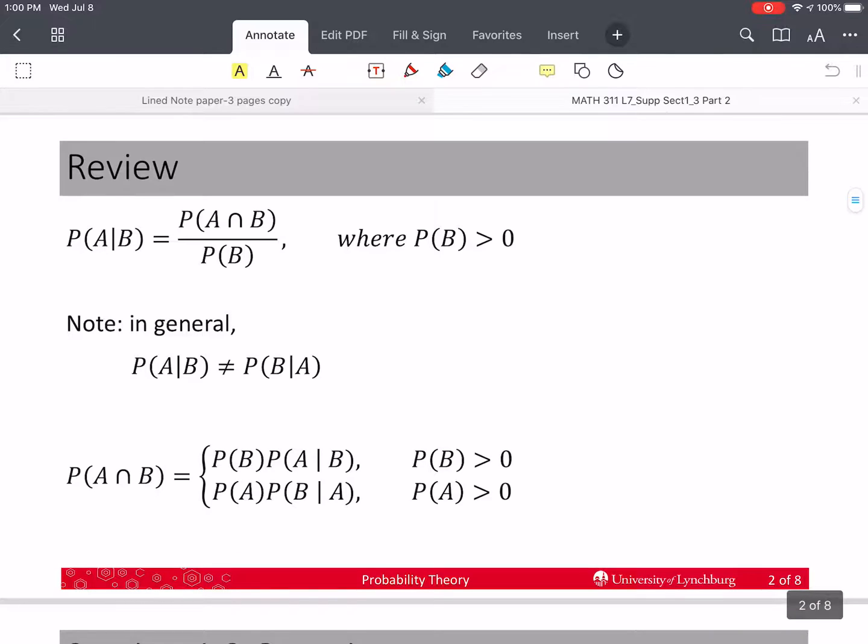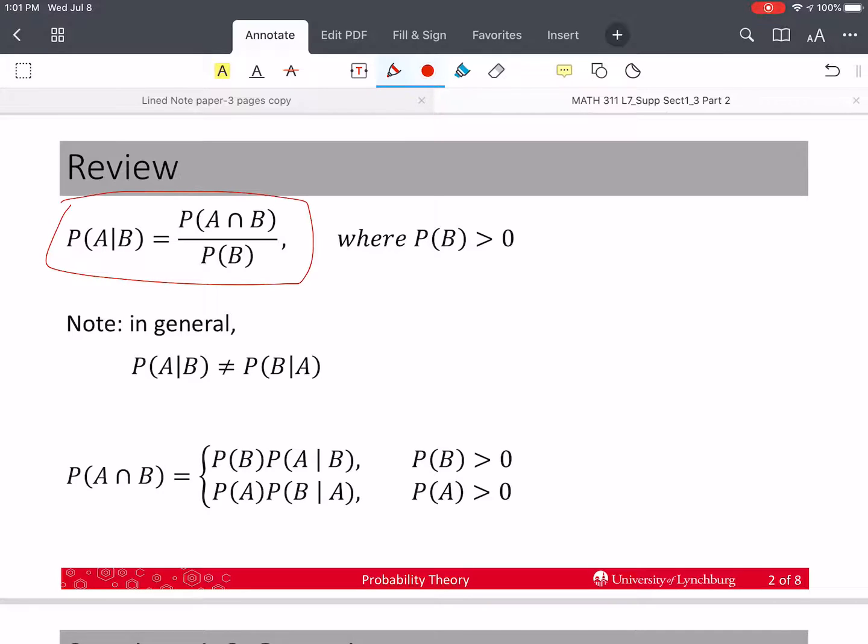In the last video 7, we discussed the multiplication rule. So let's review the rule for conditional probability. The probability of A given B is the probability of A and B divided by the probability of B, and the probability of B has to be positive. Please remember that you cannot reverse the order of the condition. So the probability of A given B is not, in general, equal to the probability of B given A, only in special cases. And we can write the multiplication rule for two events in two different ways.